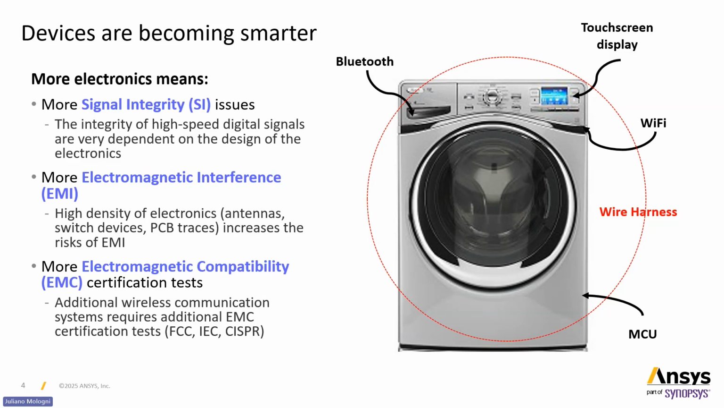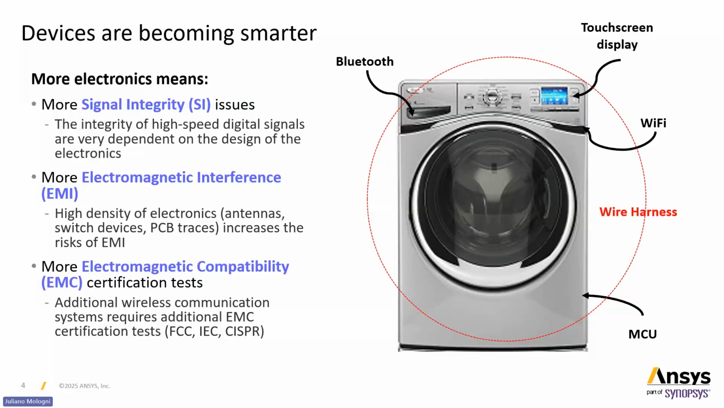So this is an example of a washing machine, but you can take a look at anything around you. Your computer, your watch, even your bulb, your light bulb. Now you have light bulbs with Zigbee, Wi-Fi. You can control them with a Google or Alexa, right?